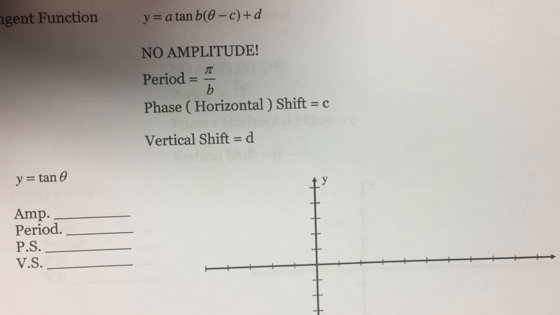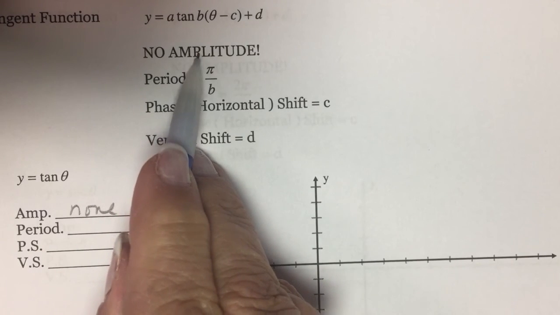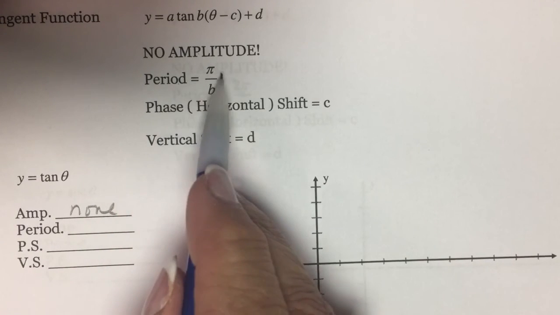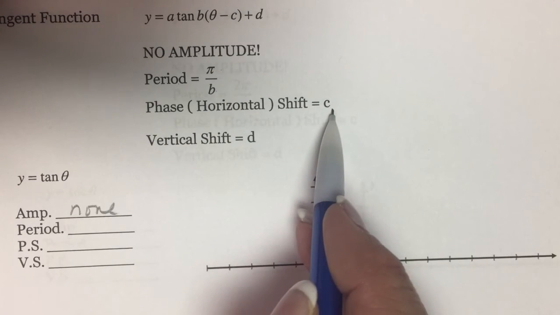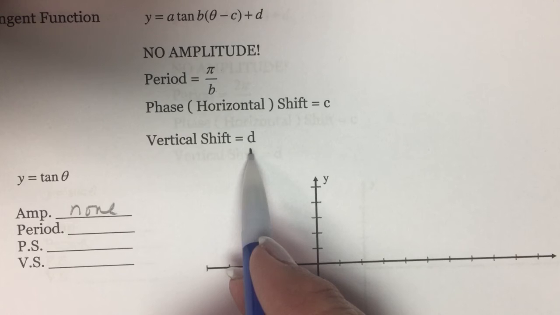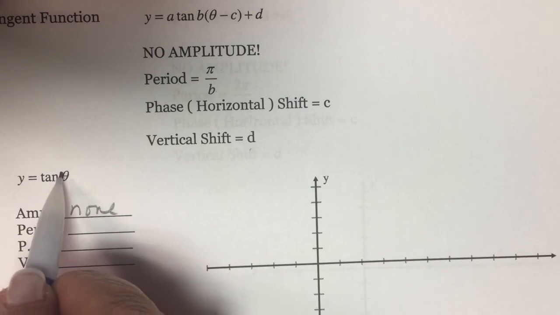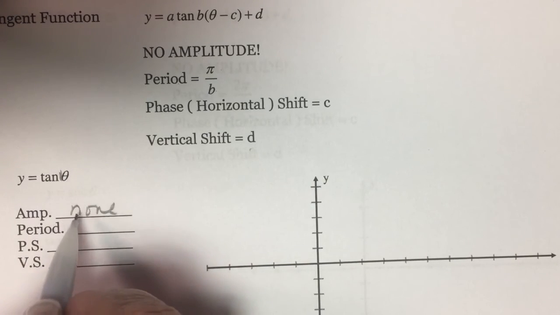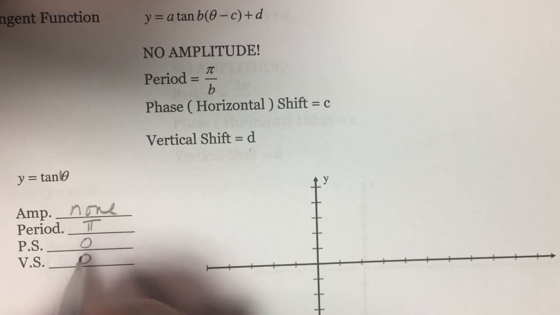Okay, now let's look at tangent. First of all, sine and cosine are the only two functions that have an amplitude. None of the other four do, and we'll see why when we graph this. So when you see amplitude, you'll see none, no amplitude. The period for tangent is not 2 pi over b, it's pi over b. Just like before, the phase shift is c and the vertical shift is d, but we're not going to worry about that. So you can see that the period would be pi over 1, so it's just pi. The phase shift and the vertical shift are 0.